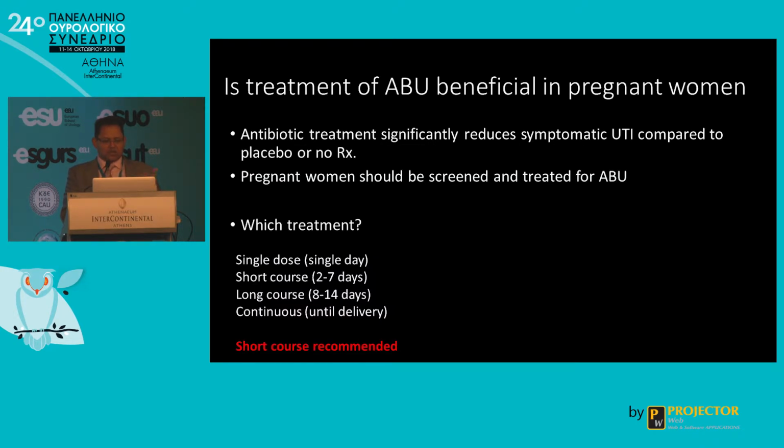And what about treatment? What do you treat with? So antibiotic treatment would reduce symptomatic infection in pregnancy, and they should be screened and treated. But what treatment should you give? The short course is recommended. So 2 to 7 days of antibiotic treatment is what is recommended as a treatment.